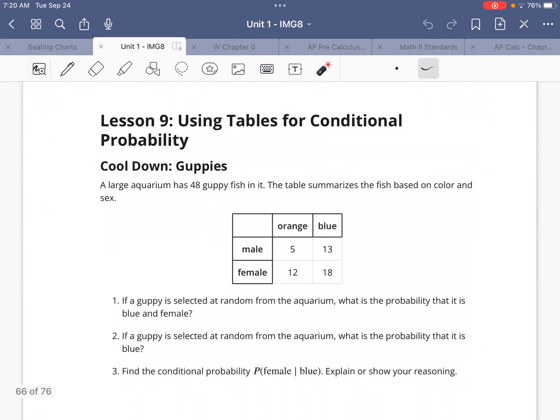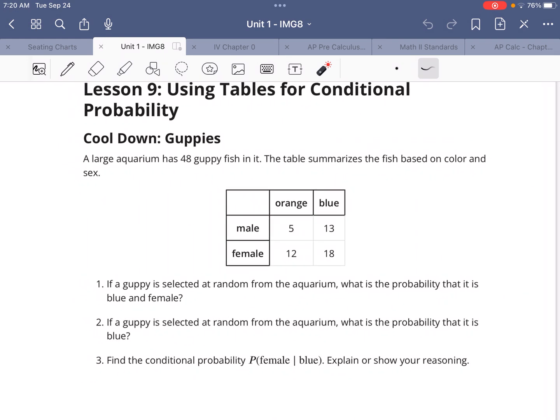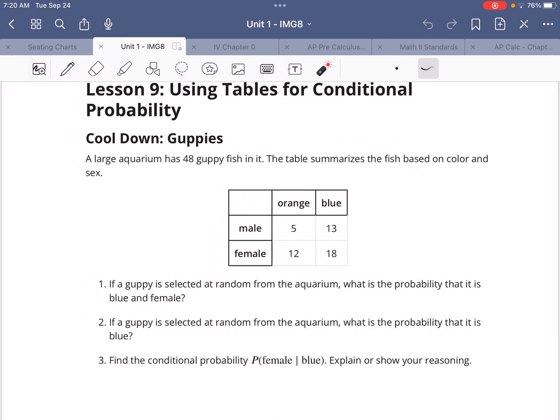Let's take a look at the cooldown. A large aquarium has 48 guppy fish in it. The table summarizes the fish based on color and sex. If a guppy is selected at random from the aquarium, what is the probability that it is blue and female? Well, how many blue females are there? What's the total number of fish? This doesn't include any totals, so you're going to have to do some very simple calculations.